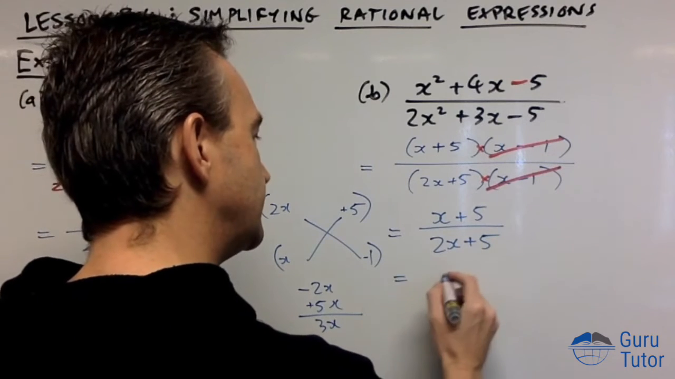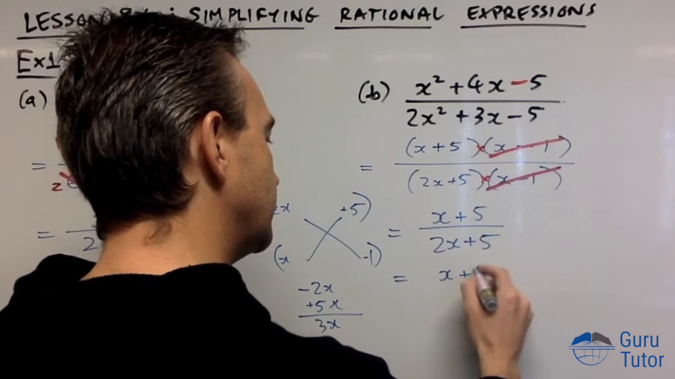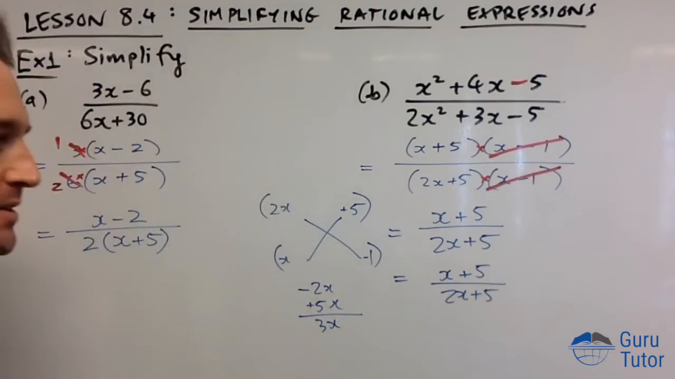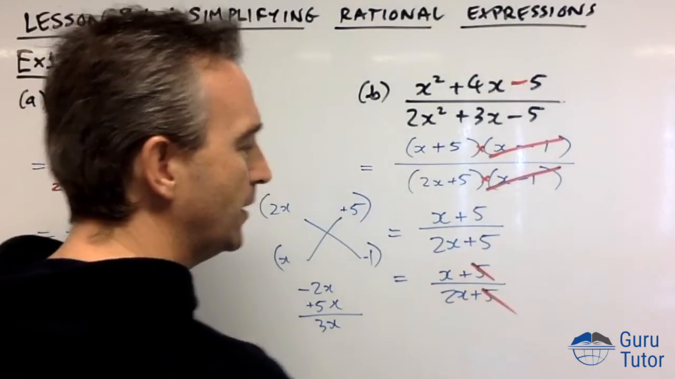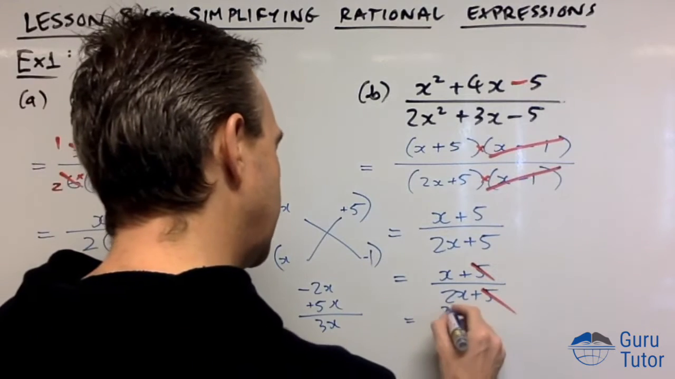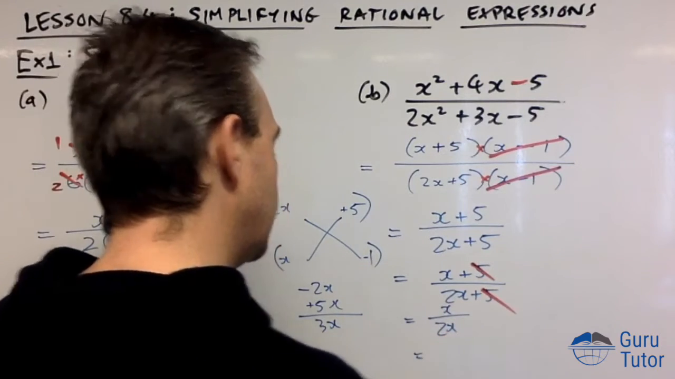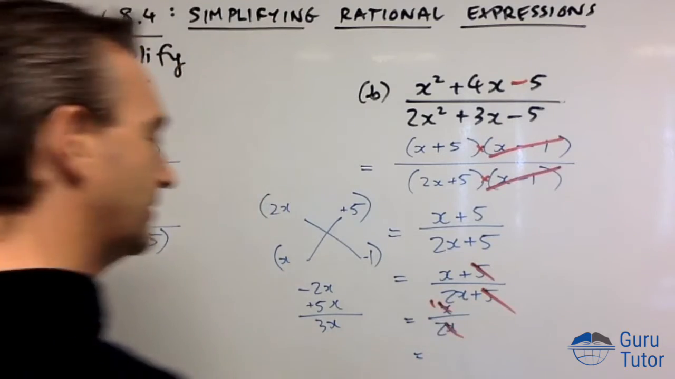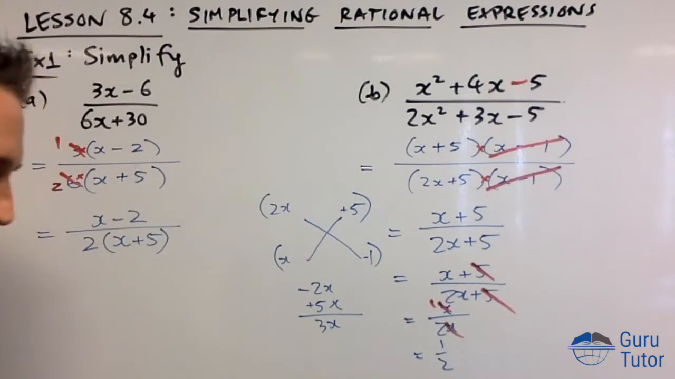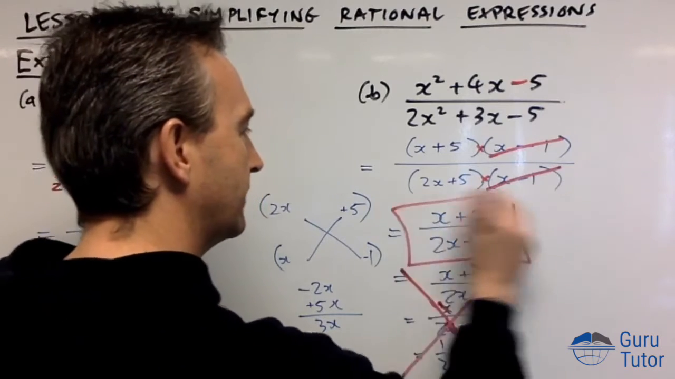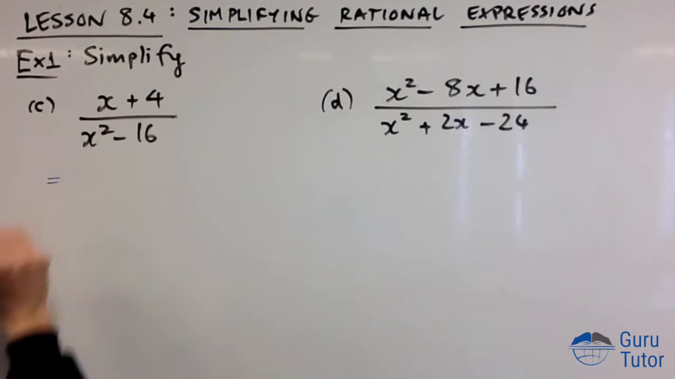Do not do this: x plus 5 over 2x plus 5. I guarantee some of you are still going to do it. Cancel the 5s because there are pluses between them. We don't do that, and then it does not become x over 2x. Cancel the x's, leaving a half. That is not right, okay? Do not do that. That's the answer. We stop here.